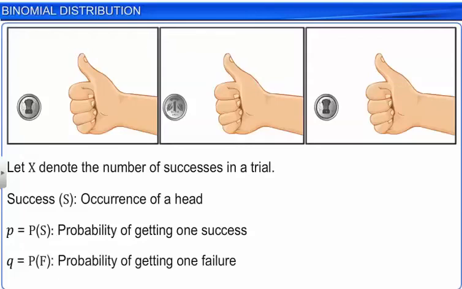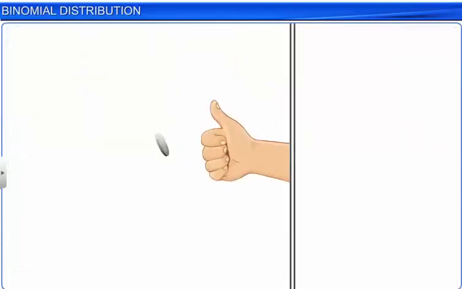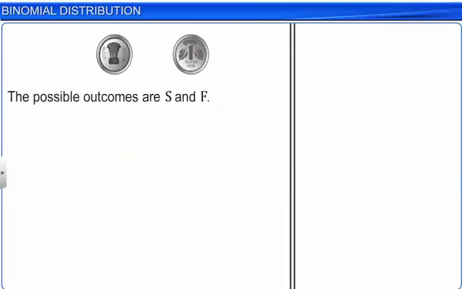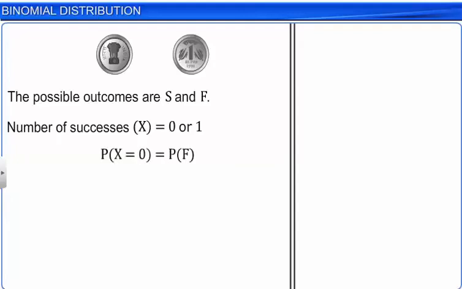Let's begin by tossing the coin once. The possible outcomes are S and F. Here, the number of successes is either 0 or 1. Therefore, the probability that X can take the value 0 is the probability of the occurrence of a failure, which is Q, and the probability that X can take the value 1 is the probability of the occurrence of a success, which is P. So, the probability distribution of X is as shown.